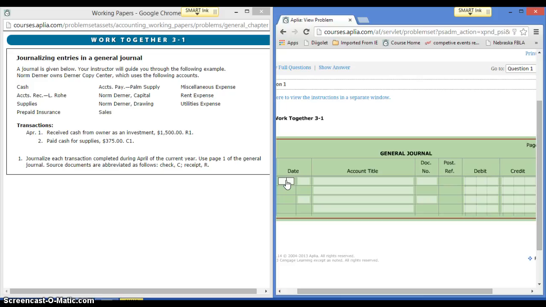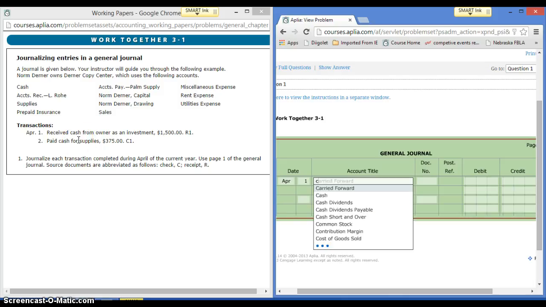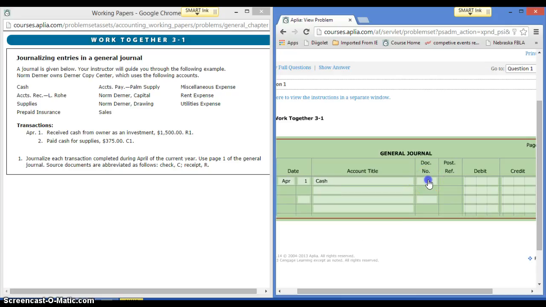So we're going to start with our date. Because of how our system is set up, you just have to put in the month. So we're going to use April 1st. We know that cash is debited because it's going to increase. Now here, this is where it really counts. Make sure you have the correct account if you're using the mouse for this. Our doc number is receipt 1 and our debit is $1,500.